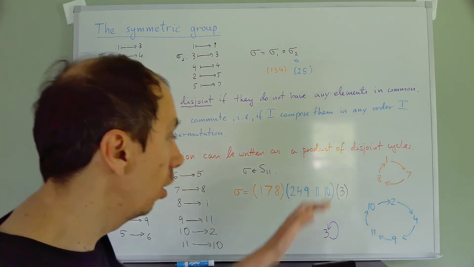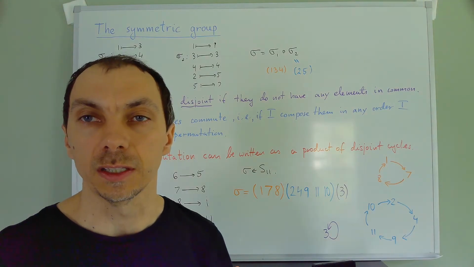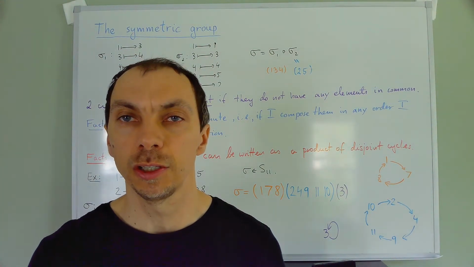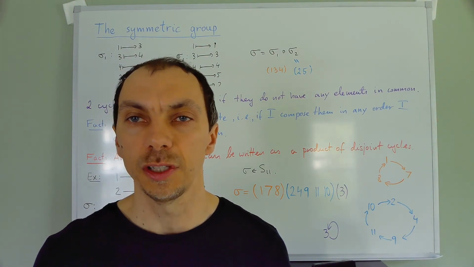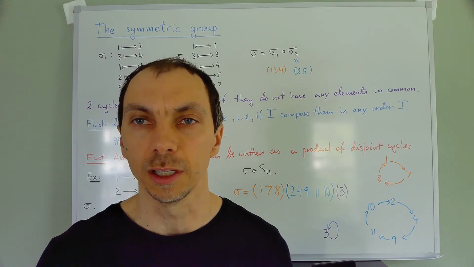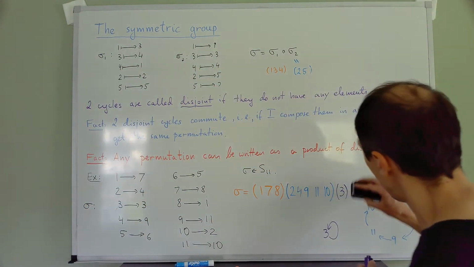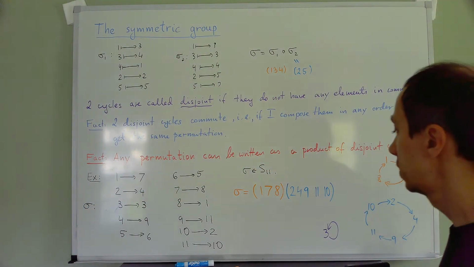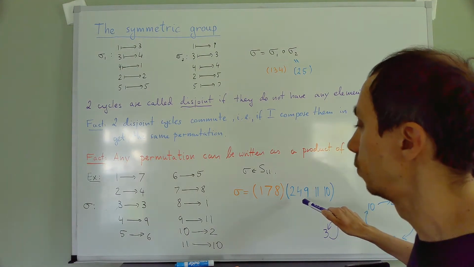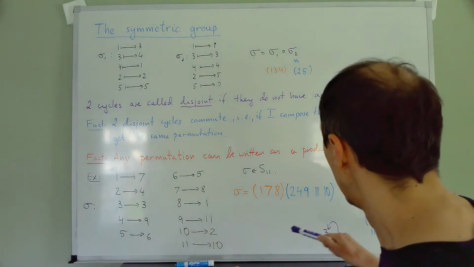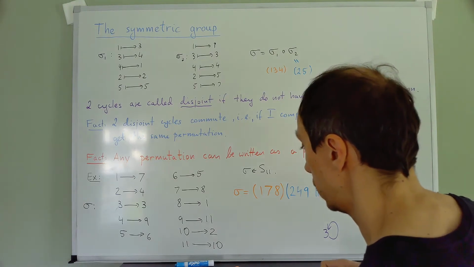So we just omit all the elements that are fixed. If you see a permutation written as a product of disjoint cycles and you see something omitted, that means that thing is fixed. Not that I forgot about it. So I'm not going to write 3 here. What's the next number? 4. Oh, 4 is already used. What about 5? Yeah, 5 hasn't been used.